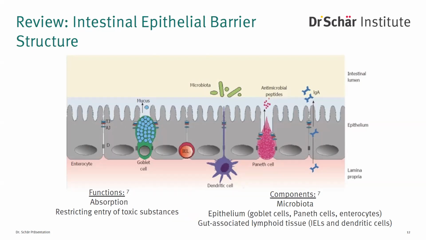Goblet cells are mucus-producing cells. Paneth cells protect the host from bacteria and regulate epithelial renewal. The lamina propria is the supportive layer of connective tissue and lies underneath the epithelium. This provides defense against harmful substances.